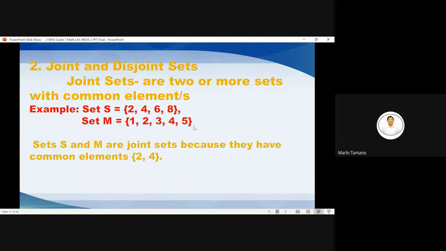Okay? Now, what did you notice about these two sets, S and M? They have the same elements, just like this. Set S has 2, set M has 2. Set S has 4, set M has 4. Okay? So there are elements that are the same in both of their sets, 2 and 4. So therefore, these two sets are joint sets because they have common elements. So what are their common elements? These are 2 and 4. Next.